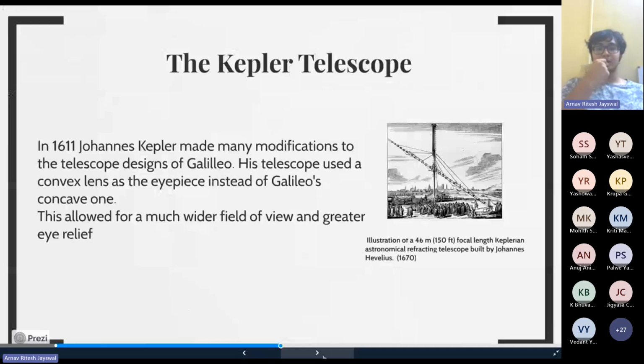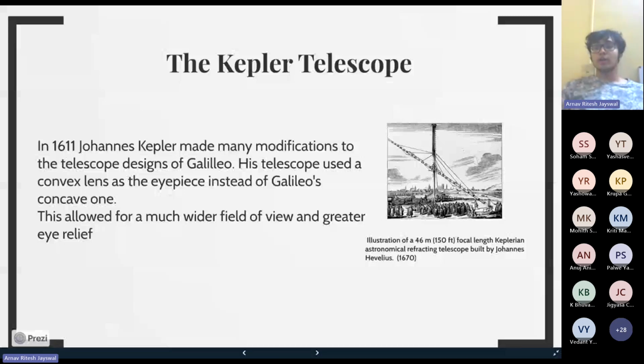Then you have the Keplerian telescope. After Galileo discovered his telescope, Johannes Kepler made many modifications to the telescope, and he used a convex lens instead of a concave lens, and this allowed for a much wider field of view and much greater eye relief. You can see an image of a Keplerian telescope. It's just an illustration, but they used to be huge at that time.